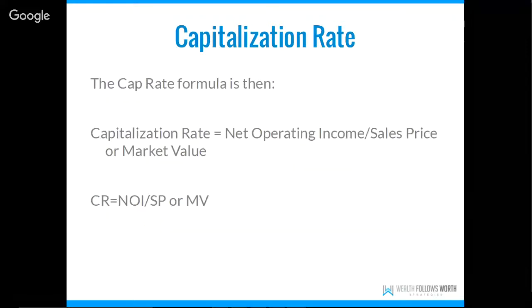So here's the formula we use: the capitalization rate equals the net operating income divided by the sales price or market value. You might wonder why there are two there. If someone's listing a property for sale, you use the sales price. If someone has an apartment complex and wants to determine what it's worth, that would be your market value if it's not currently listed. This is also great for determining the value of your own assets, or a client's, that are not currently listed. So your cap rate, your CR, equals your NOI divided by your sales price or MV, market value.